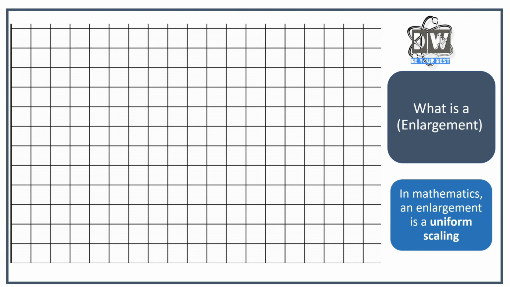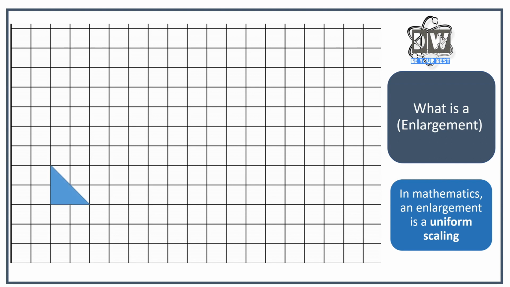Well, in maths, an enlargement is uniform scaling, which means that everything stays in proportion. So it's a similar shape. Angles are the same, lengths are different, but they've been enlarged by the same amount. So if it's twice the size, every length is twice as long. Things like that, okay? So it's a uniform scaling.